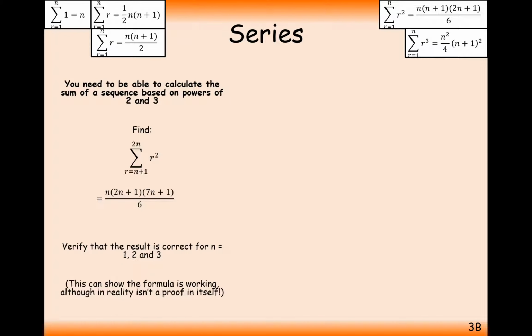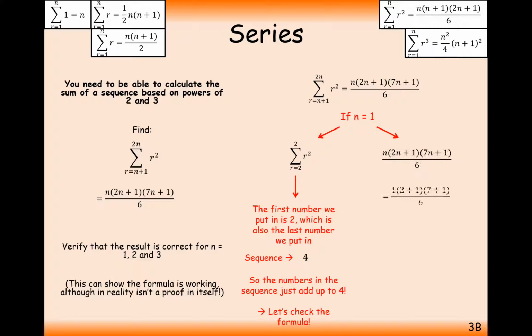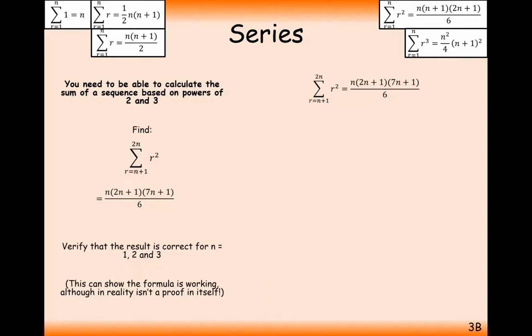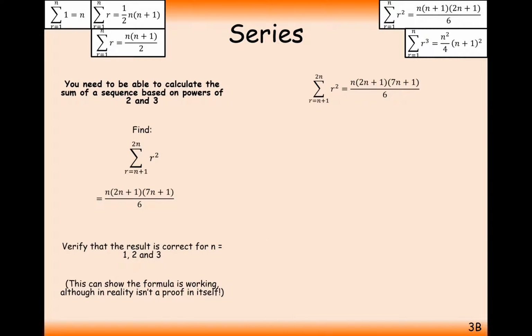Alright, so using this formula here, let's just check that our formula is correct for n equals 1. So substituting in 1 into our formula here, we get 4. And substituting in 1 into our formula here, we get 4. Substituting in 2, very similarly, we'll get a summation from 3 up to 4. So that's 9 plus 16 is 25. And substituting in 2 into the formula, we're going to get 25 as well.